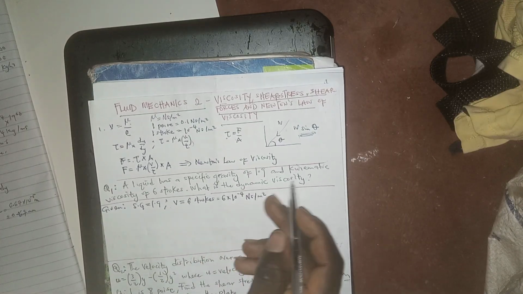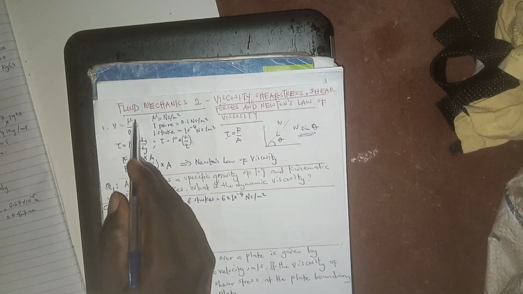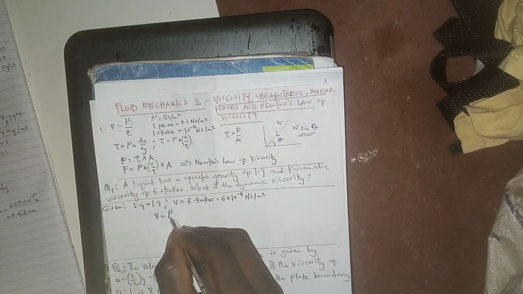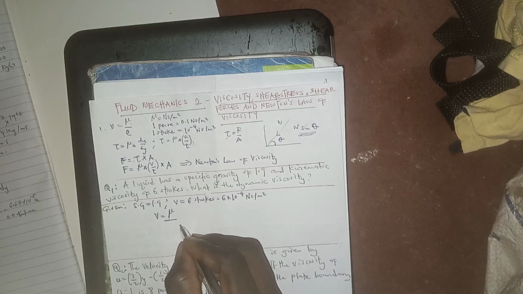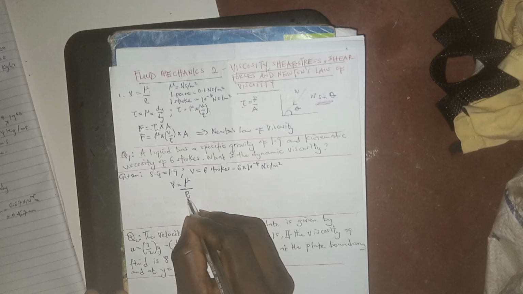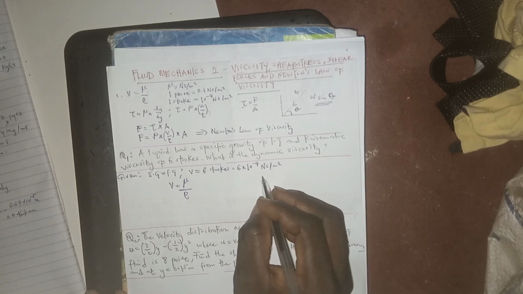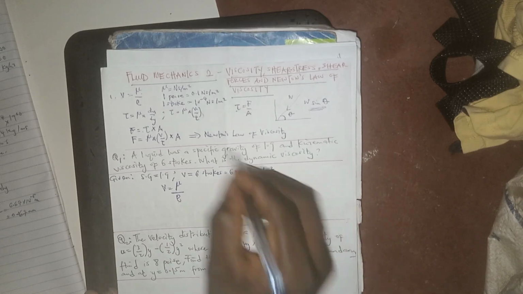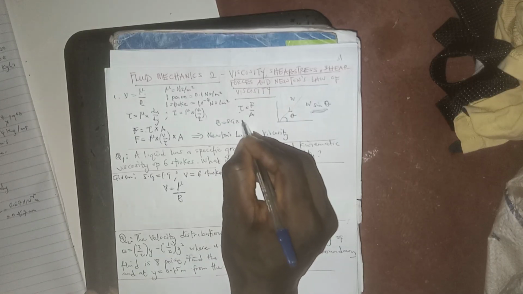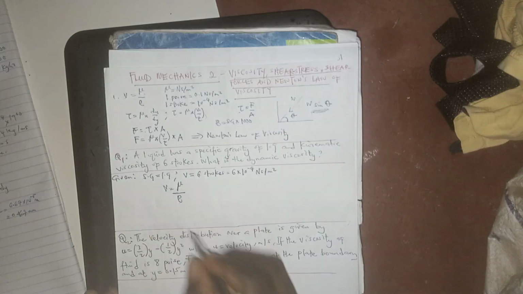Now we are looking for the dynamic viscosity. That means we are using this formula, which is V equals dynamic viscosity over the density. But we don't have density. We still need to look for density. So to get density, let me add it here too. Density is specific gravity multiplied by 1000.